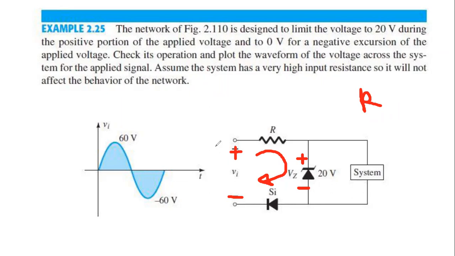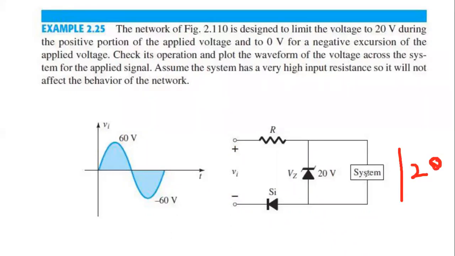I continue from here. So basically this Zener diode is reverse biased in the positive cycle. Okay, we have been told that across the system the maximum voltage can go to 20 volt. That's why we have put a Zener diode across the system, and here the Zener diode is working as a voltage limiter. It can work as a voltage limiter or a voltage regulator.